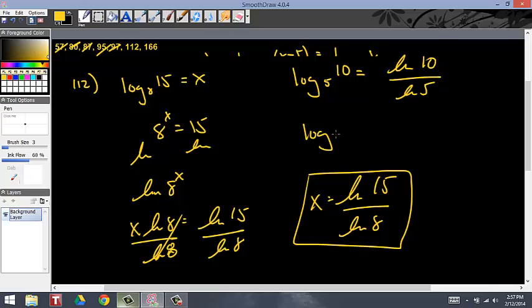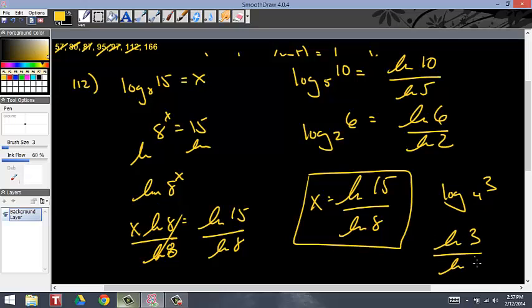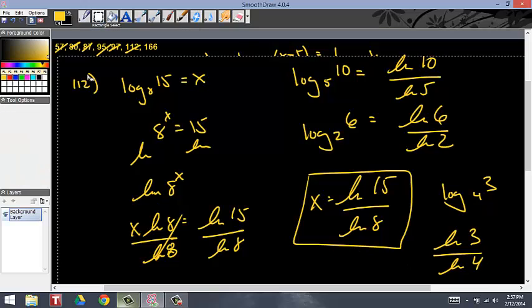Zoe, give me a number. Nikita? What is it? ln 6 over ln 2. Jake, give me a number, please. Brother, give me a number. What is it? That's called the change of base formula.